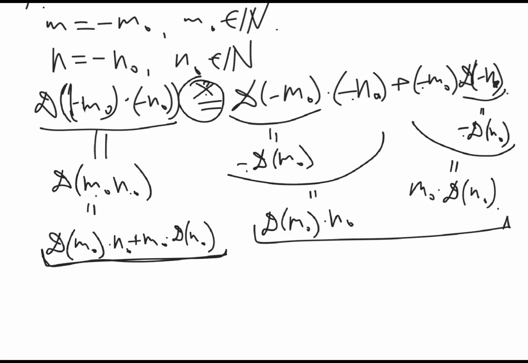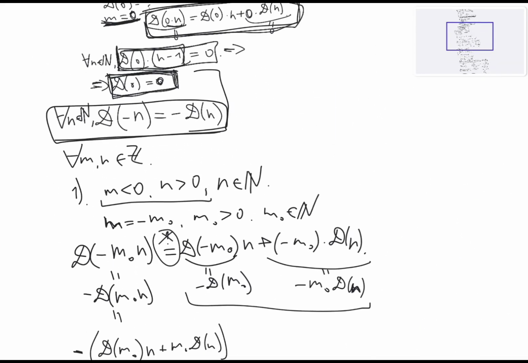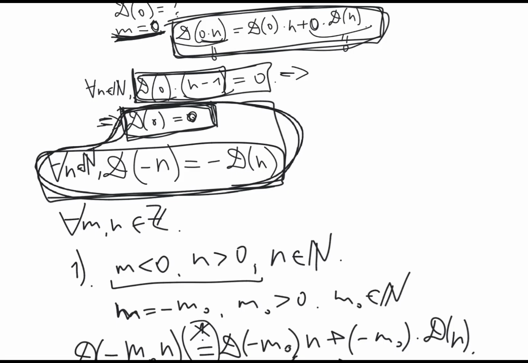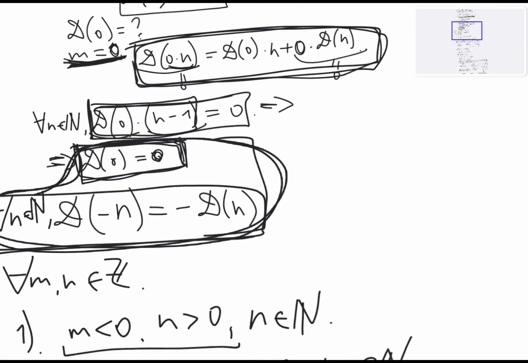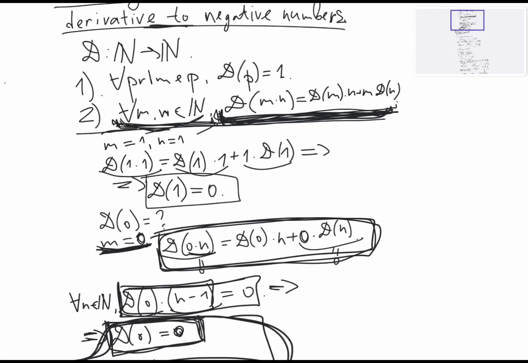So this proves the second case, and so basically all cases are proven. This proves that under this definition for negative numbers and for zero, this extension of the function d to all integers, the product rule would hold.